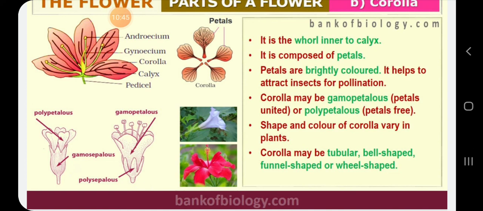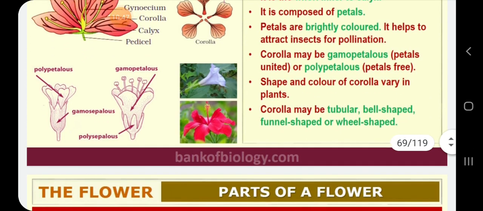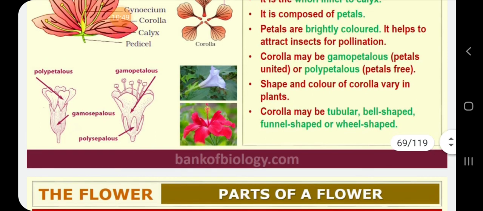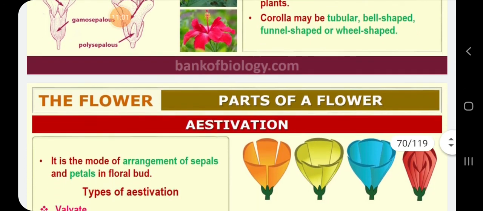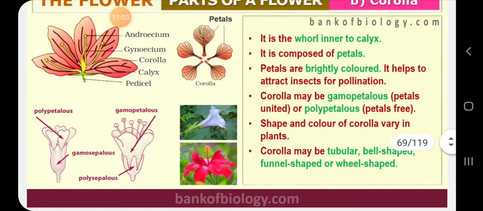You can see here in the picture, the corolla may be tubular. When the flower is tube-like, then that is called tubular, and if it is looking like a bell, then bell shaped, funnel shaped, or wheel shaped. So this is all about the parts of a flower. Next we will go on in the next video.